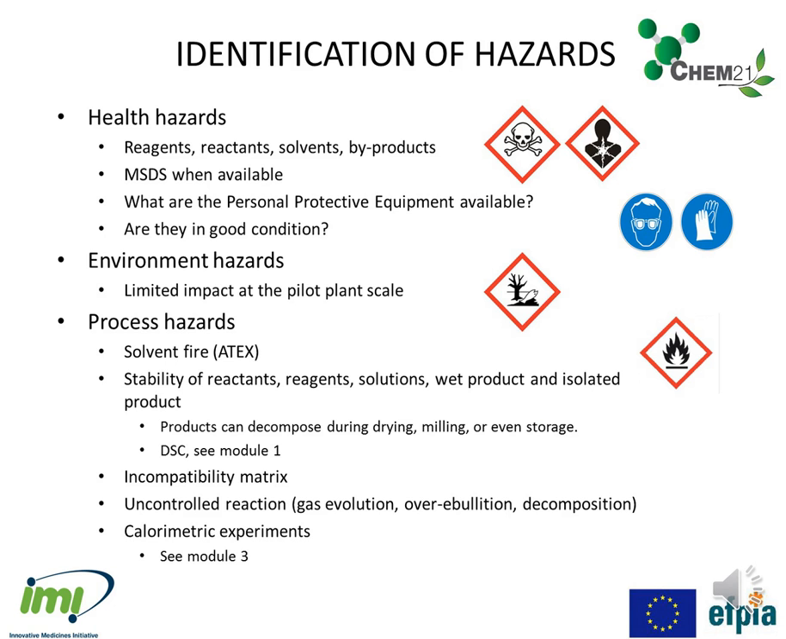Identification of hazards. The health hazards can be drawn from the safety datasheets, in particular for reagents and solvents. You need to identify which personal protective equipment are necessary, if they are available in the lab, and if they are in good condition. The environment hazards are not relevant in the pilot plant. Just ban solvents which are hazardous for the ozone layer. The main process hazard is the formation of explosive atmosphere, ATEX, especially with solvents.